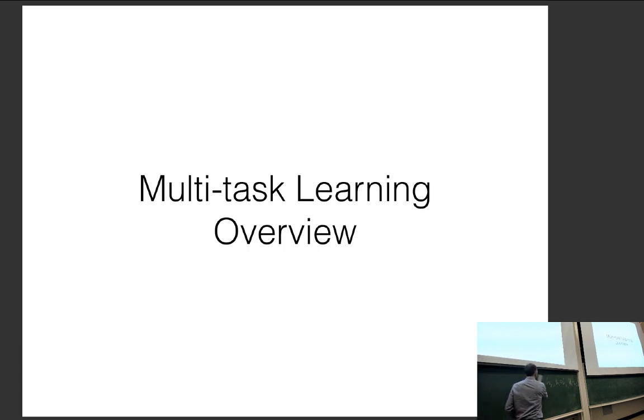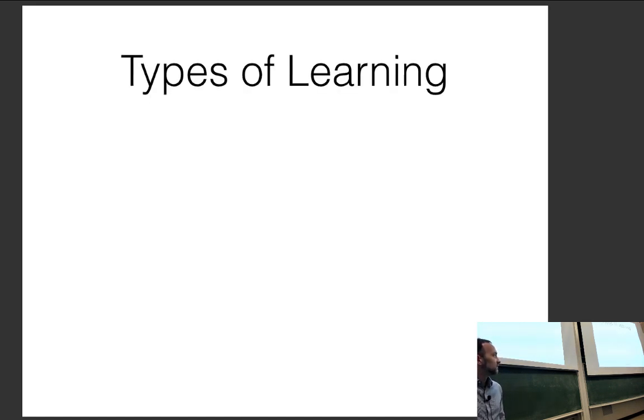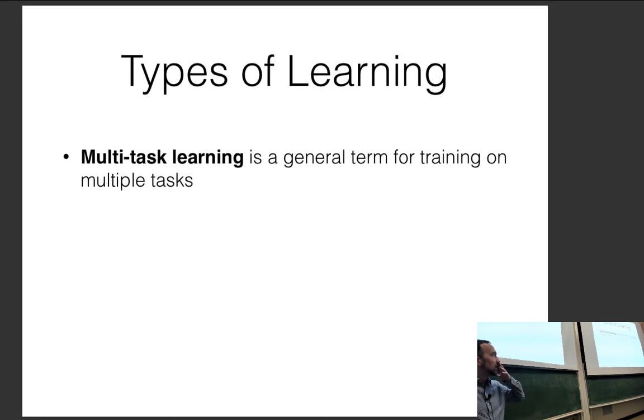So before I get into this, I'm going to give a little bit of a broader overview of multitask learning in general. And we're going to talk a little bit more about specific methods for multitask learning later. But basically, multitask learning is a very broad term, and it applies to basically anything where you train on multiple tasks. So you have multiple tasks that you care about, and you want to train on them to improve the accuracy on one or the other tasks.